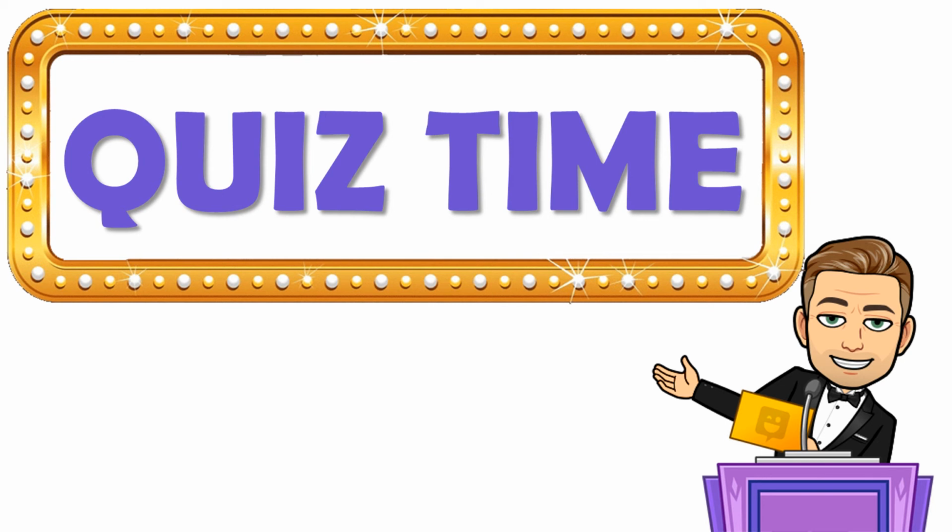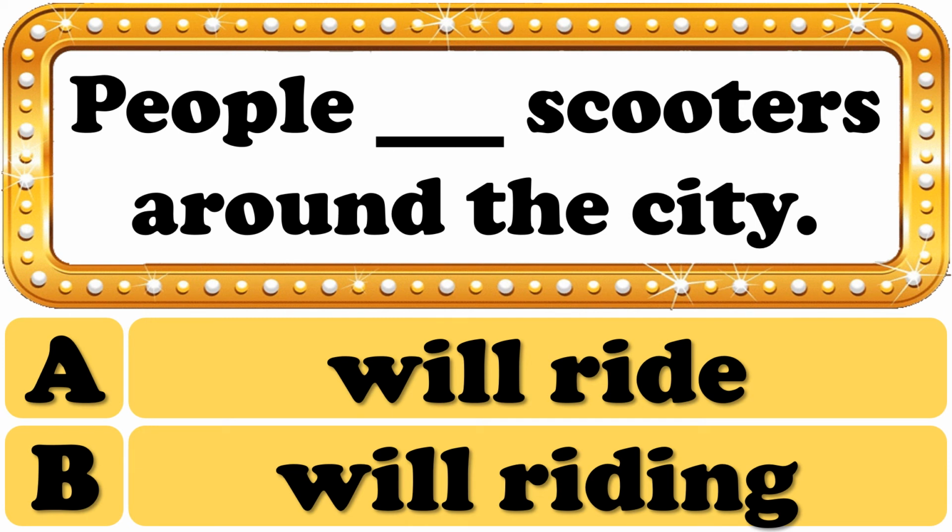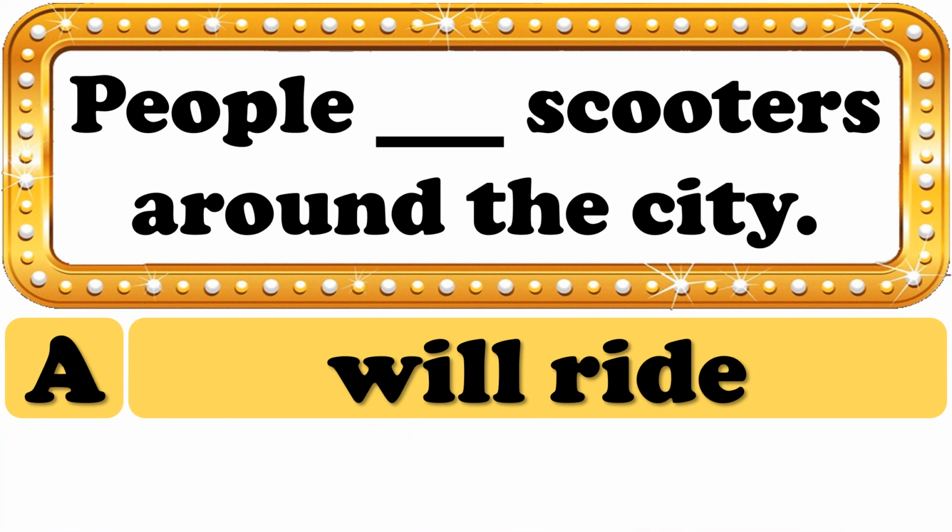Now it's time for quiz time. I'm going to show you a question and you're going to tell me whether you think the answer should be A or B. Let's take a look at the first one. Take a look carefully at this sentence. Now, would you use A or B to finish this future tense prediction? People blah blah blah scooters around the city. A or B? Say your answer out loud. The answer is A. People will ride scooters around the city. Remember, we don't need ing on the verb.